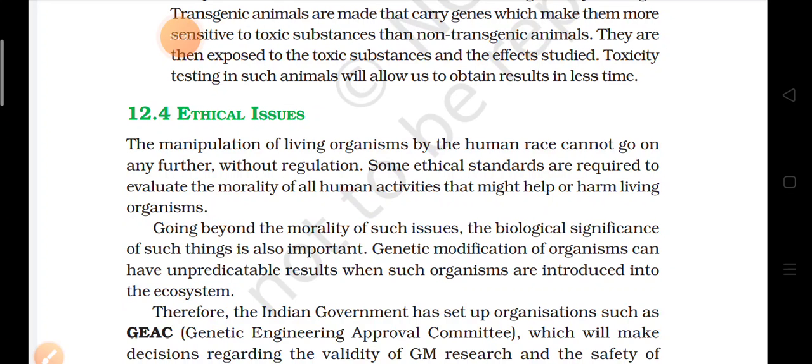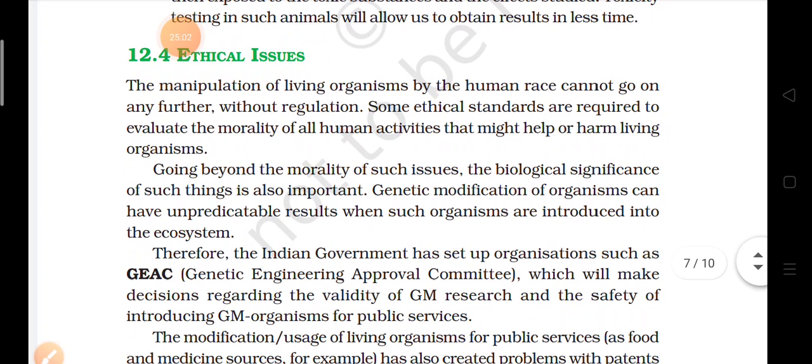So what should be there? This planet earth has given equal rights to all the living organisms present on the earth. So there is a regulation of this genetic manipulation. For that, some ethical standards are raised which evaluate the morality of all human activities, that whether these activities are harming or not the other living organisms.